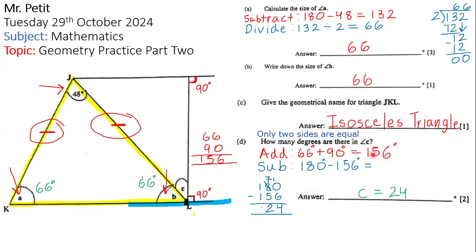And then what we're going to do is we're going to subtract. So we're going to say 180 minus 156, and that gives us what? 24. And so that means that C is equal to 24. Right. That makes sense? Yes, sir. Okay.